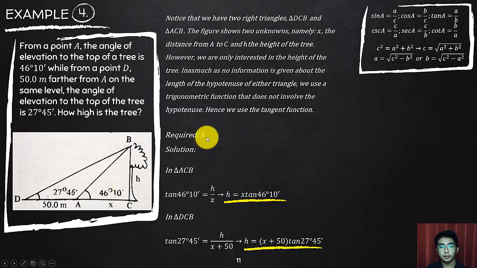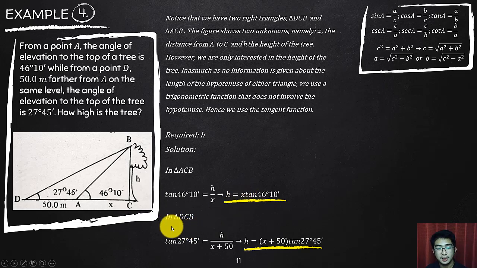Okay. So we want the height h. So solution. In triangle ACB, that's the smaller triangle here, ACB, tangent 46 degrees 10 minutes is equal to h over x. So how is that? So tangent 46 degrees 10 minutes is equal to opposite over adjacent, so height over x. So solving for h, that is equal to x tangent 46 degrees 10 minutes. So again, in order for us to solve h, we need to have the value of x.